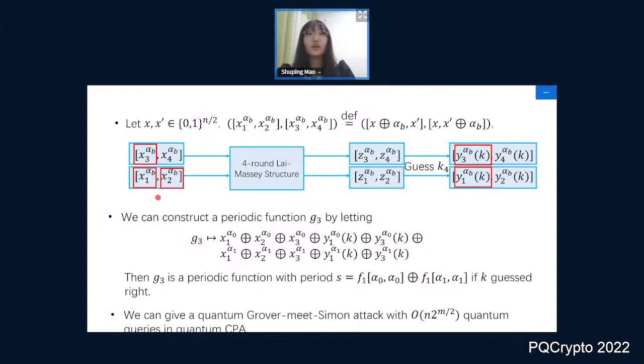This is the process shown in this figure. We denote y1, y2, y3, y4 as y1^k, y2^k, y3^k, and y4^k. Let the inputs be as this. And we can construct a periodic function G3 based on x1, x2, x3, and y1^k and y3^k. If the key is guessed right, then G3 is a periodic function with a period s as this. So we can give a quantum Grover-meet-Simon attack with O(n) times 2 to the power of k_R quantum queries in quantum CPA.